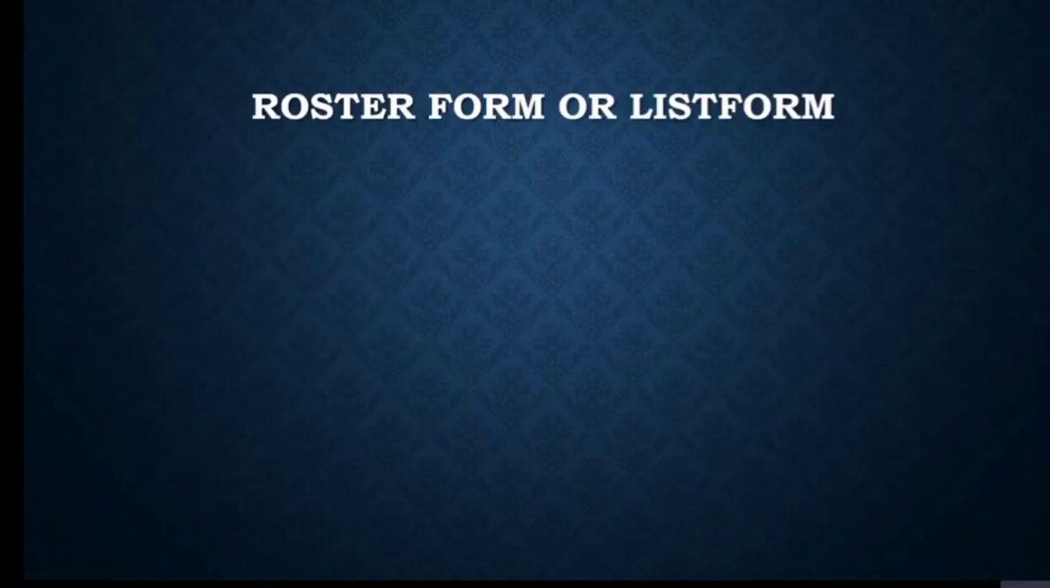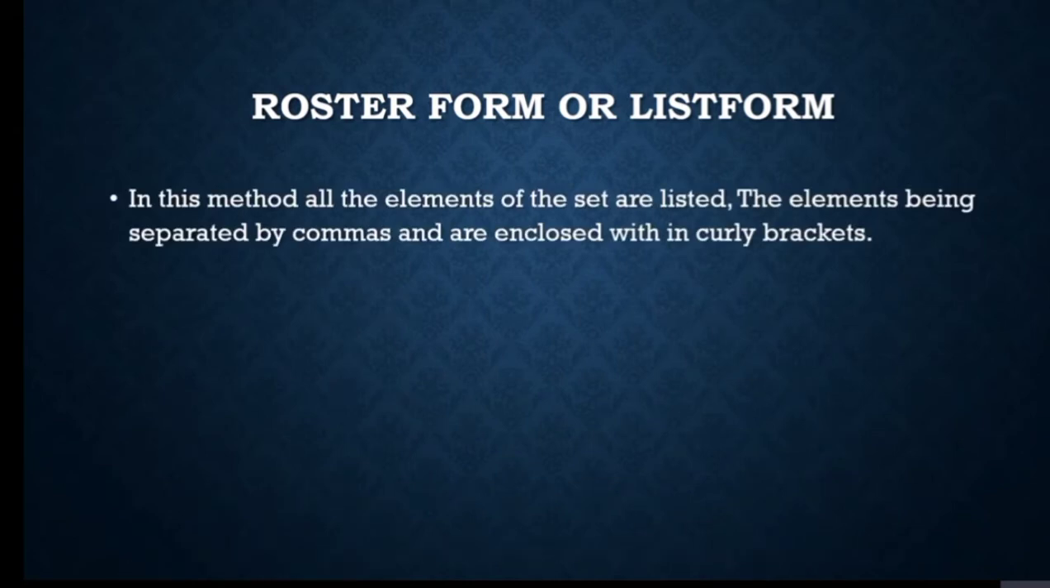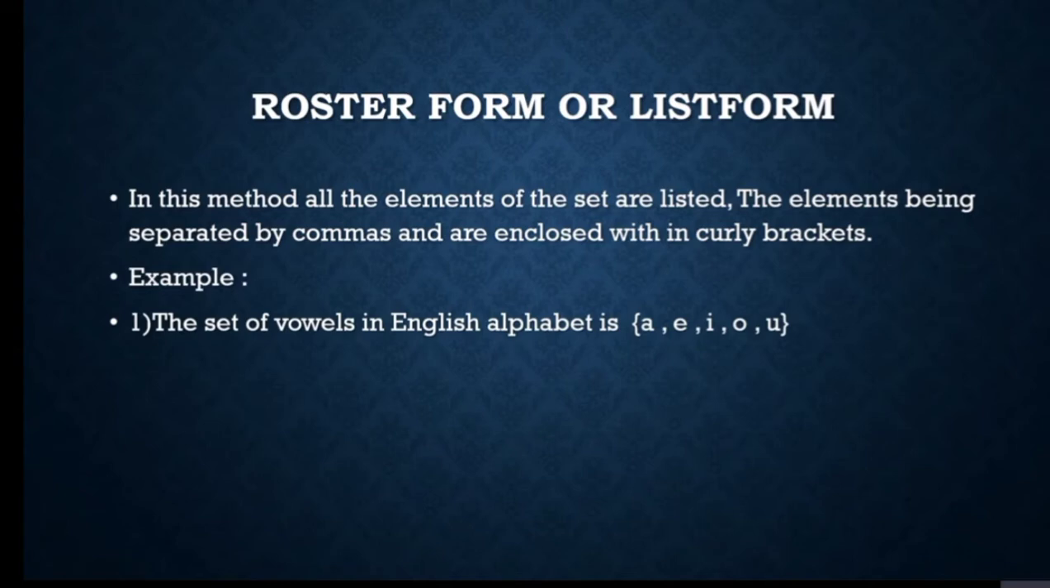Now let us see what the roster method is. In this method, all the elements of the set are listed, the elements being separated by commas and enclosed within curly brackets. See here one example. The set of vowels in the English alphabet is the set of a, e, i, o, u. Another example, A is equal to the set of 1, 2, 3, and so on.